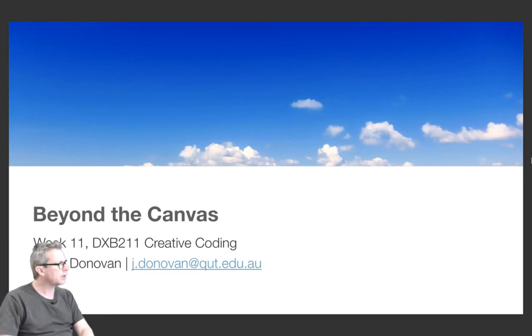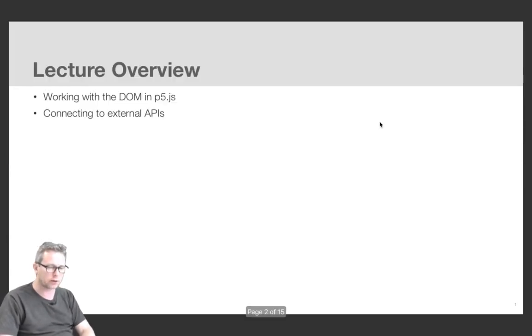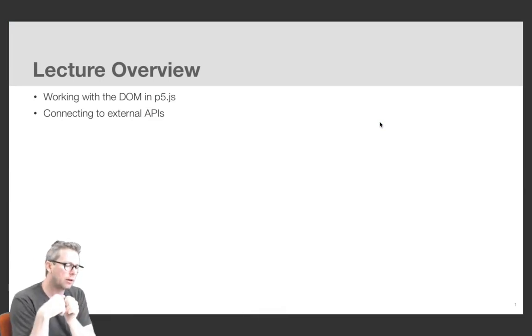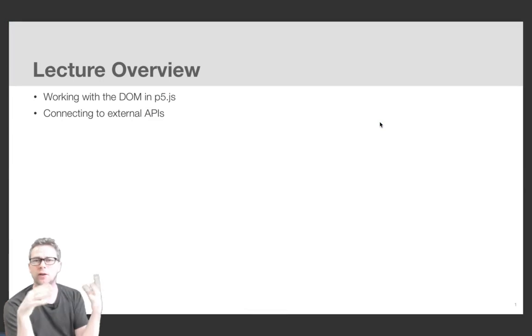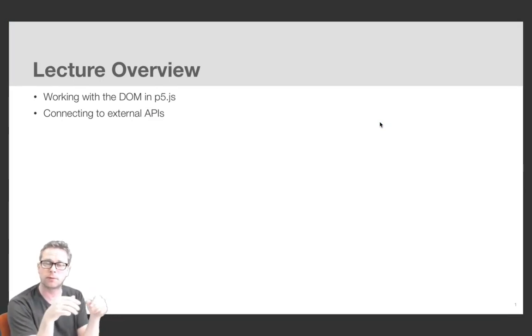I'll probably split this lecture into two big chunks. First, I'm going to talk about working with the DOM in P5js. The DOM is just an acronym for Document Object Model. And really what that means is it's the way that a web page is represented in JavaScript. So how can we, from JavaScript, interact with, get data out of, or manipulate the rest of the web page that it's running on? That's the topic of the first part.